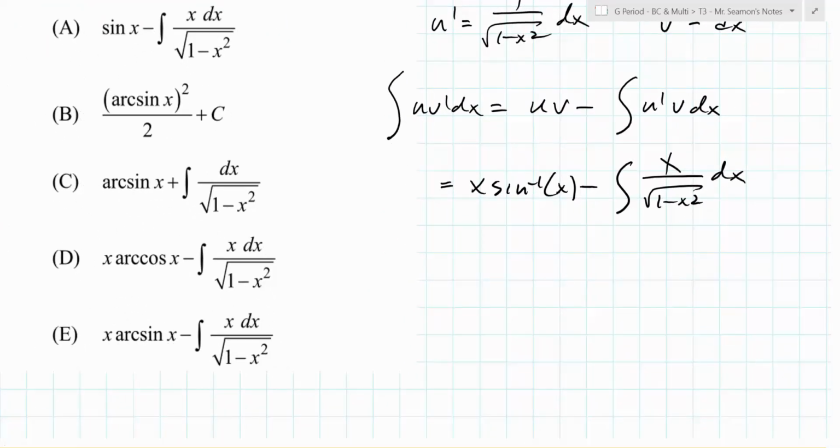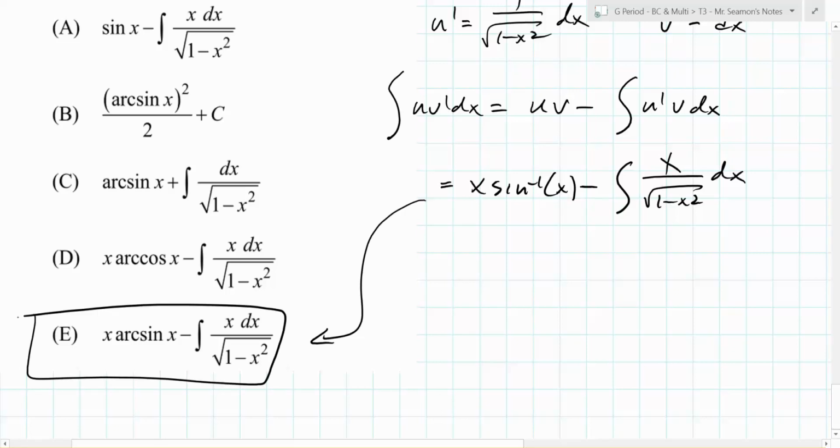Which one does that match? E. So if you remember your inverse sine, you are good to go.